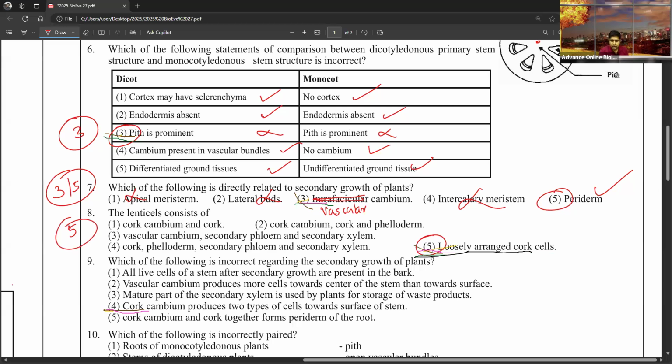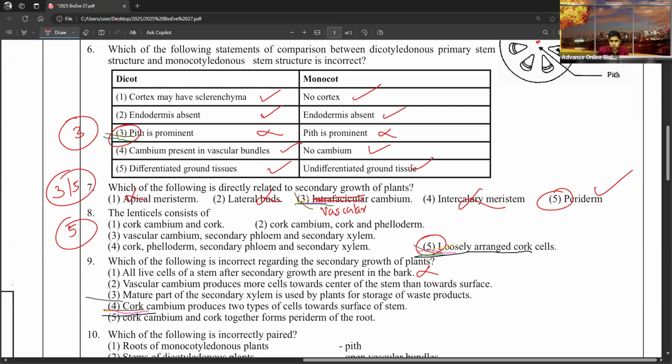Question number 9. Which of the following is incorrect regarding secondary growth of plants? All live cells of the stem after secondary growth are present in the bark. No, we can't say that. Bark has cork, so saying all cells are live is wrong.